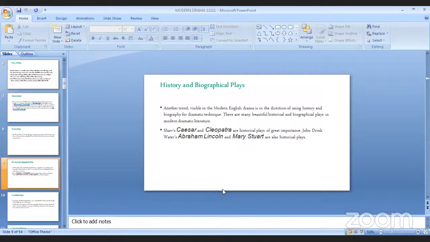Another trend visible in the modern English drama is the direction of using history and biography for dramatic technique. Now, G.B. Shaw's Caesar and Cleopatra is a historical play of great importance. And John Drinkwater's Abraham Lincoln and Mary Stuart are also historical plays.